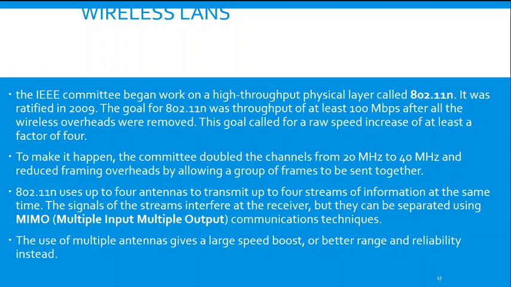802.11n uses up to 4 antennas to transmit up to 4 streams of information at the same time. The signals of the streams interfere at the receiver, but they can be separated using MIMO, the abbreviation for multiple input multiple output communication techniques. The use of these antennas gives a large speed boost, or better range and reliability instead. You can get them from your local shop or workshop, wherever you want, and try it because it's really fast and gives a better range.